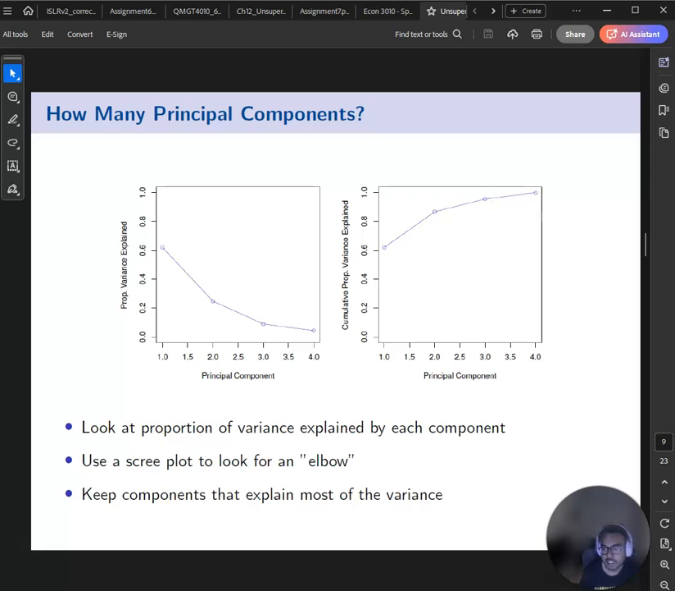A common technique is to look for an elbow in this plot. This is called the scree plot, especially the first one. The idea here is to find the point where adding more components gives us diminishing returns. Here we might decide that two components are enough since there is a clear drop-off after the second component. The bottom line is that we want to keep the components that explain most of the variance while discarding those that contribute little. This gives us a much simpler representation of our data without losing too much information.